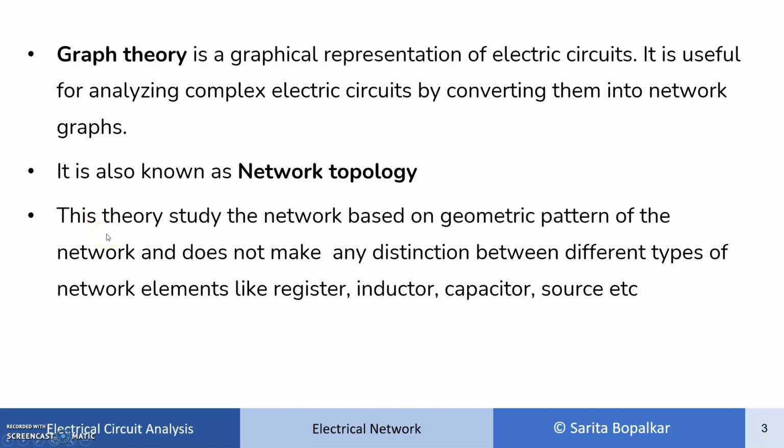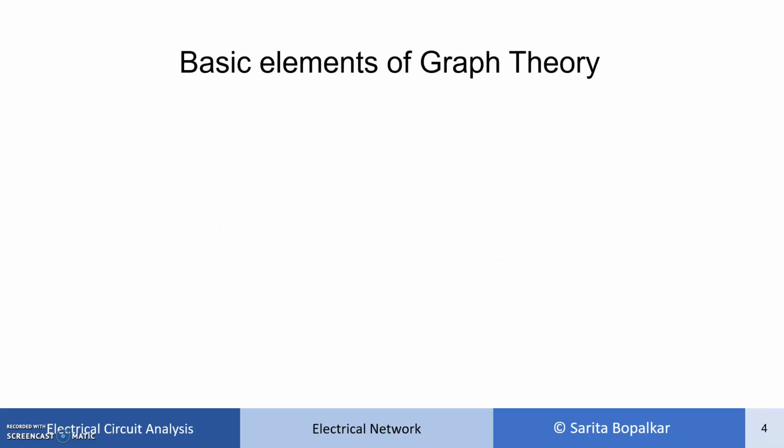Graph theory studies the circuit or network based on the geometric pattern of the network and does not make any distinction between different types of network elements, like whether it is a resistor, inductor, capacitor, or different voltage source, current source. It studies the network from its geometric pattern.